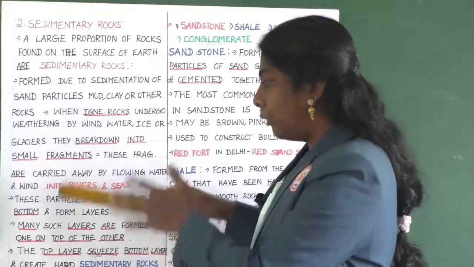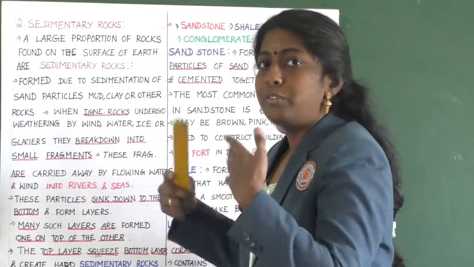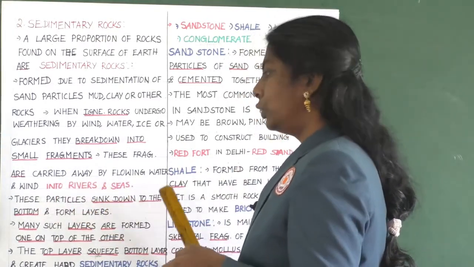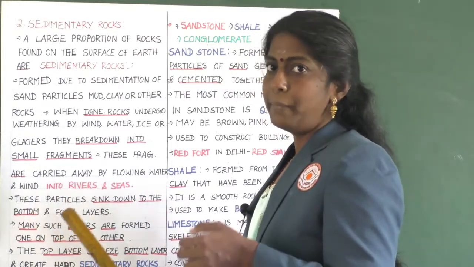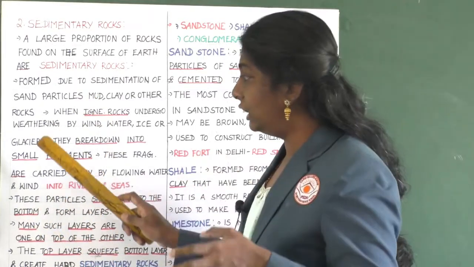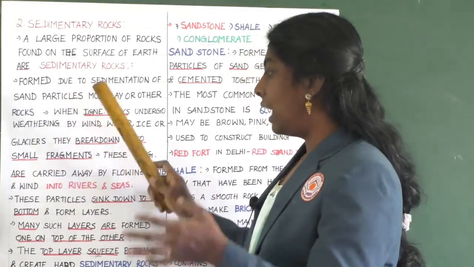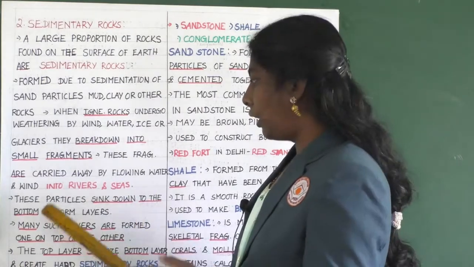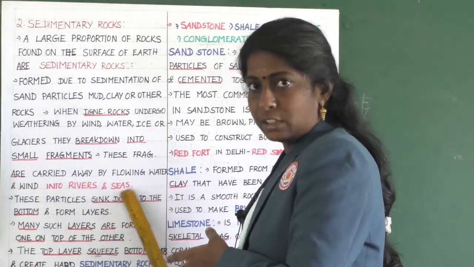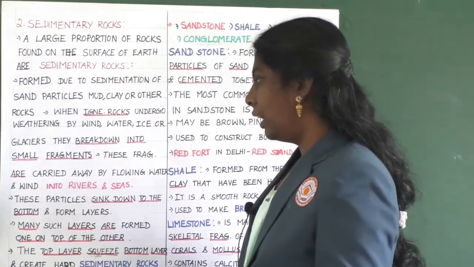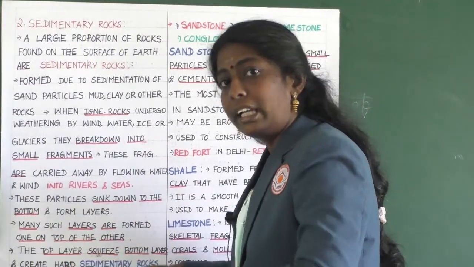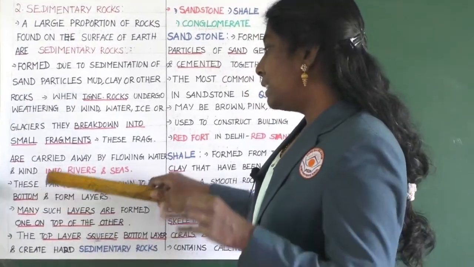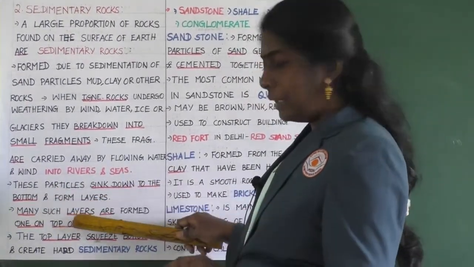There, what will it do? It will settle and form a layer. These particles sink down to the bottom and form layers. So the igneous rock is fragmented and carried by flowing water and wind to the rivers and seas. Then it sinks down and forms a layer.